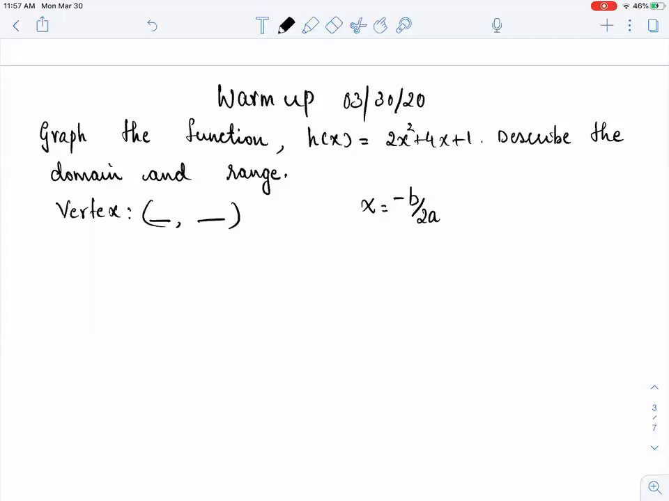Okay, I want you guys to memorize all these. Negative b. What is negative b in this problem? -4. Divided by 2 times what is a? 2. Correct. So the x coordinate of the vertex is just -1. So you put the -1 there.